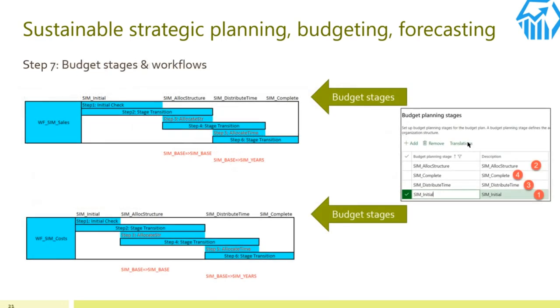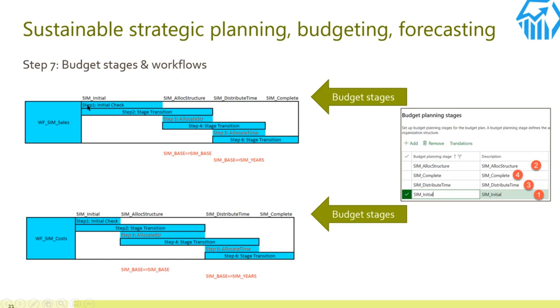And here's the key basically, because this slide shows you the different budget stages. I have 4 budget stages, an initial one, then one that allocates the costs based on the allocation rules. Then I have a stage where I distribute the amount over time, and then I have a completed stage. And here they are listed just there. So the first one is initial, then this allocation structure, then over time, and then complete.